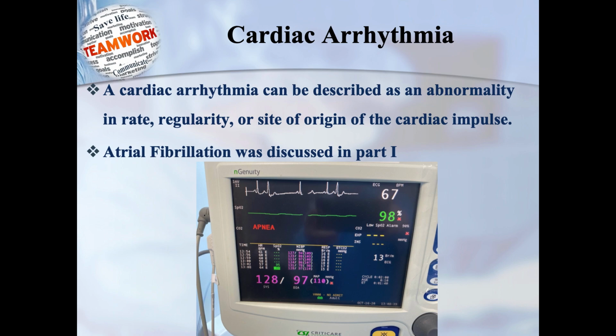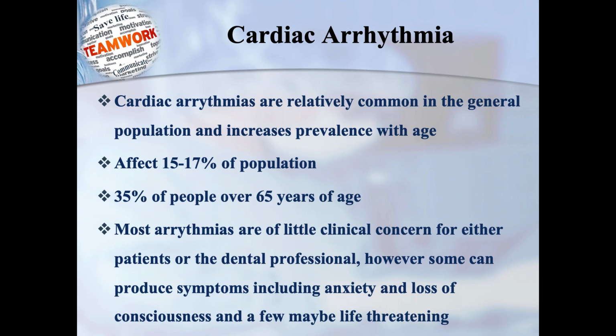Patients with cardiac arrhythmia can be identified by carefully assessing their medical history, knowing the type and severity of arrhythmia, and whether they have any implantable pacemaker or defibrillator, and the level of control or stability should be evaluated. Cardiac arrhythmias are relatively common in the general population and prevalence increases with age. They affect 15 to 17% of the population, and 35% of people over 65 years of age may have cardiac arrhythmia.